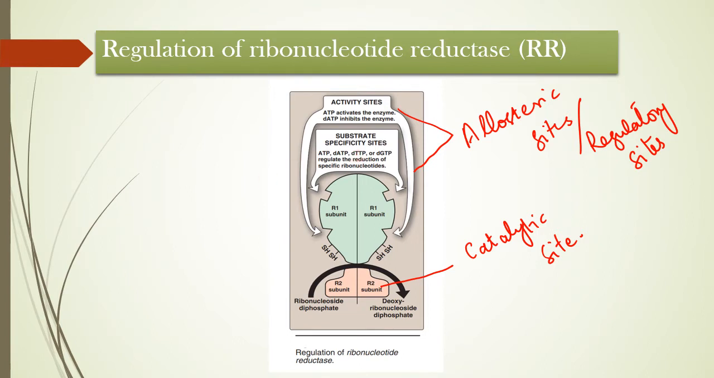So dTTP, if bound to the substrate specificity site, will be giving the message to ribonucleotide reductase to make dGDP. So one substrate which is specific for one substrate specificity site can control the formation of another nucleotide. And the R2 subunit is the catalytic site where the actual reaction takes place, and ribonucleoside diphosphate is converted into deoxyribonucleoside diphosphate.